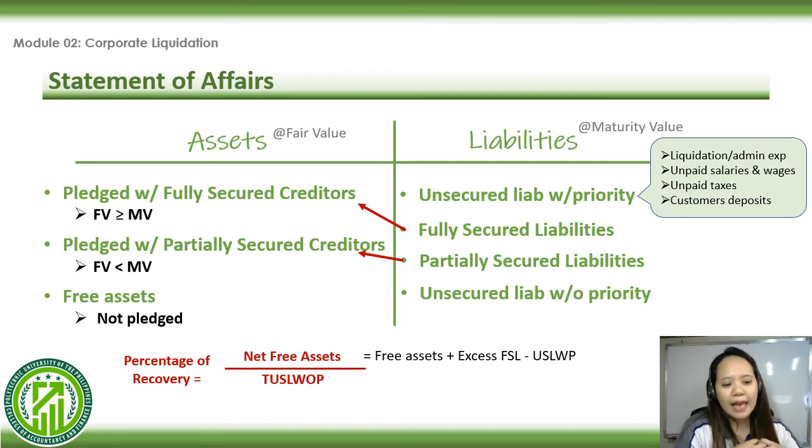So, para malaman mo kung magkano yung marirecover ng mga unsecured creditors mo, you have to get first the percentage of recovery computed as net free assets over total unsecured liabilities without priority. And your total unsecured liabilities without priority is yung excess doon sa partially secured liabilities na hindi mako-cover, hindi mapabayaran ng naka-pledge na asset, plus the unsecured liabilities without priority.